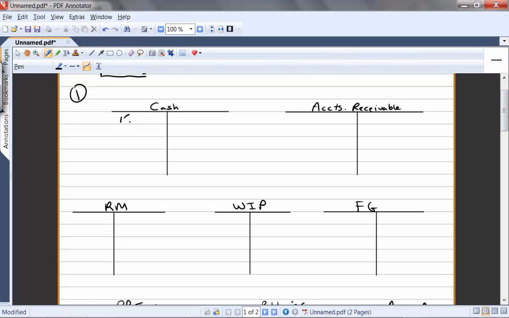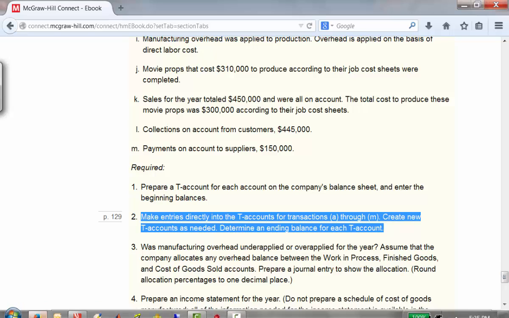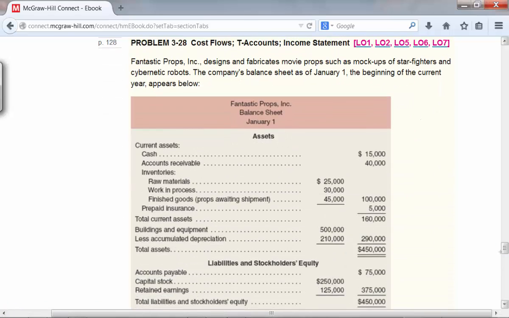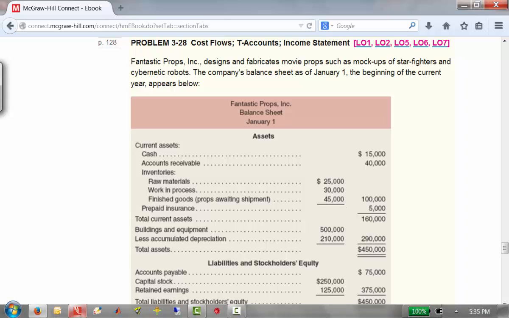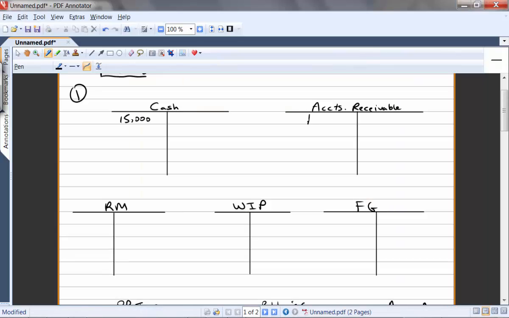So cash was $15,000. If we look here, accounts receivable 40, and then 25, 30, 45, and so forth. Why am I putting on the left-hand side? Well, these are asset accounts. They have normal debit balances. The debit always represents the left side of the T account.